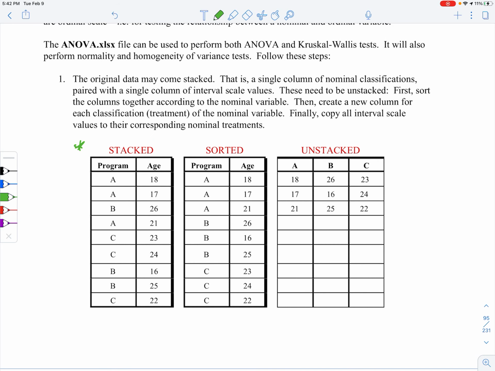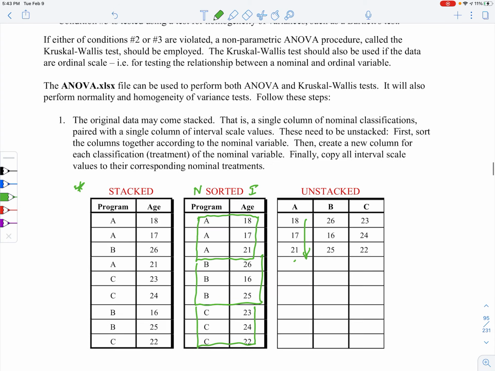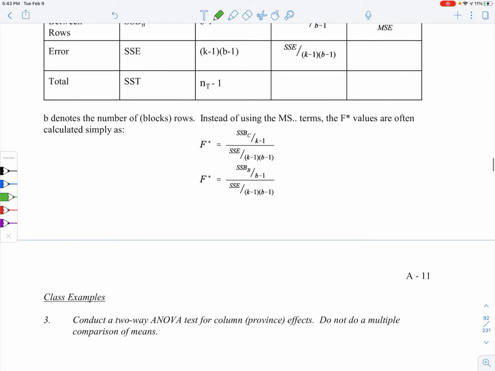But what you do is you sort according to the nominal variable. So this is a nominal, this is an interval variable. And then you unstack them. So we take all of the ages in this case, and in our example it would be the Alberta tree heights, and we put them into a column for Alberta, or in this case program A. And then we do the same with B, and then we do the same for C. So we're actually unstacking them and putting them into three separate columns, where these are the ages in this example for three different programs. So we've done that way back here.